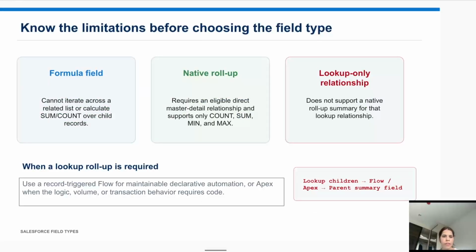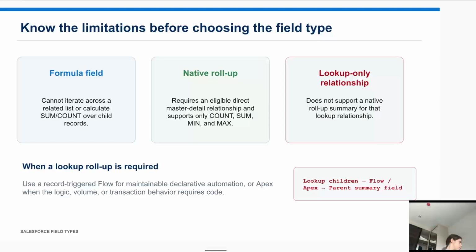Next is limitations and alternatives. We should understand the limitations before selecting a solution. A formula field cannot iterate through a related list. Therefore it cannot directly count, sum or multiply child records. A native roll up summary field requires an eligible direct master detail relationship. It is also limited to count, sum, min, max, with restrictions on the types of field that can be aggregated.